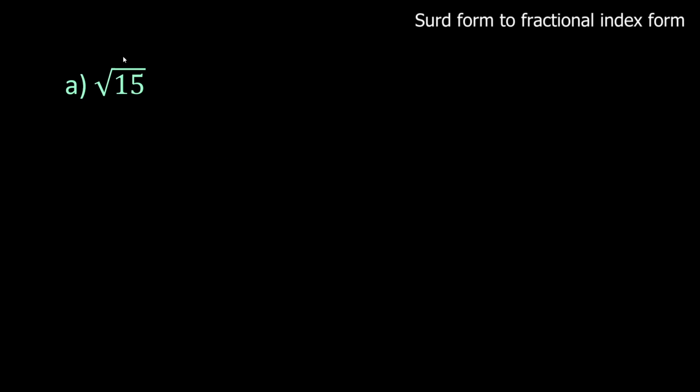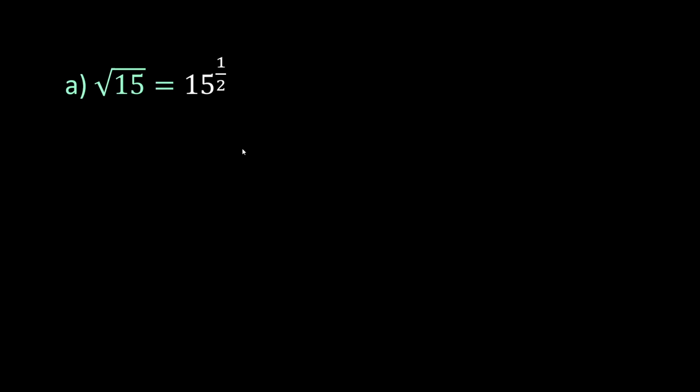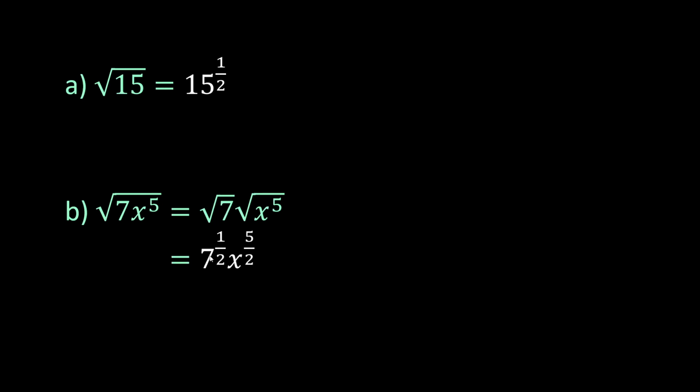We want to write this surd form into a fractional index form. So we know that the square root of 15 is actually 15 to the half. Easy. B, square root of 7x to the power of 5. Using our surd laws, we can break that up into 2 bits. So square root of 7 and square root of x to the power of 5. We know the square root of 7 is just 7 to the power of 1/2, and the x to the 5/2.